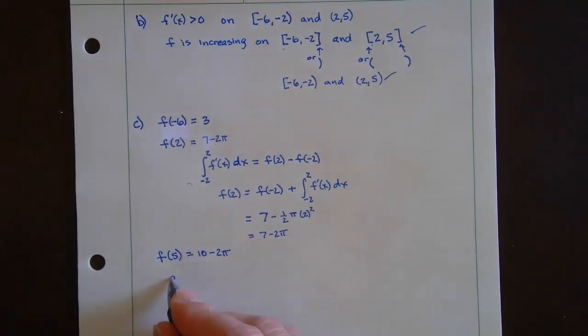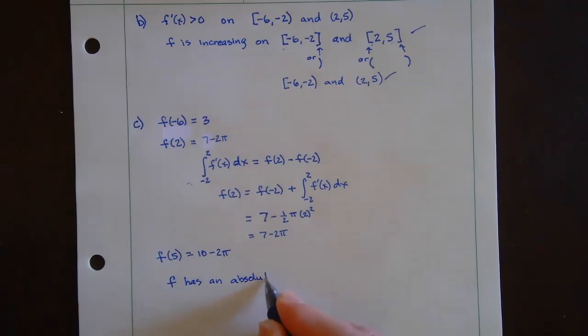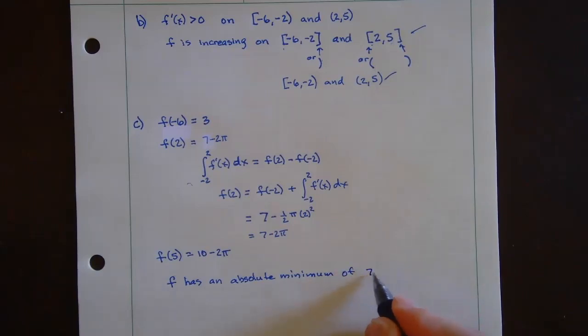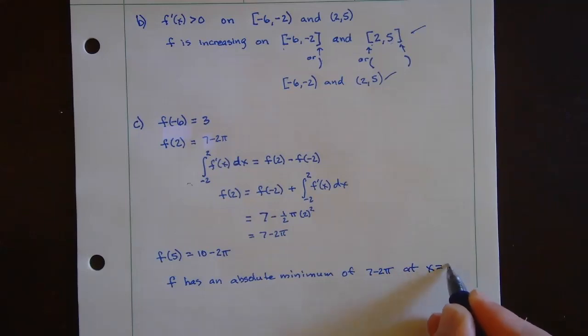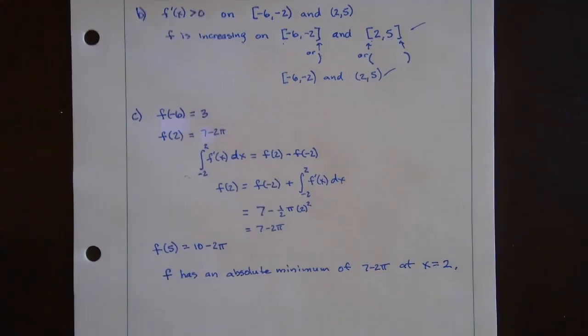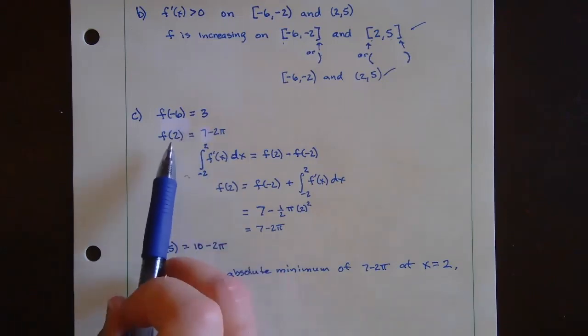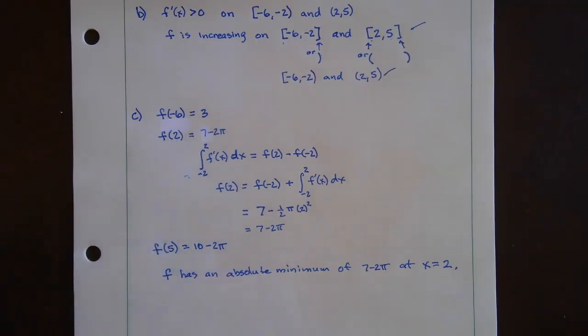So f has an absolute minimum of 7 minus 2 pi at x equals 2. Okay? And because that's what it was asking you, right? Find the absolute minimum value of f on the closed interval. Justify your answer. So our justification is we're checking the critical points, right? Okay, and then the endpoints.